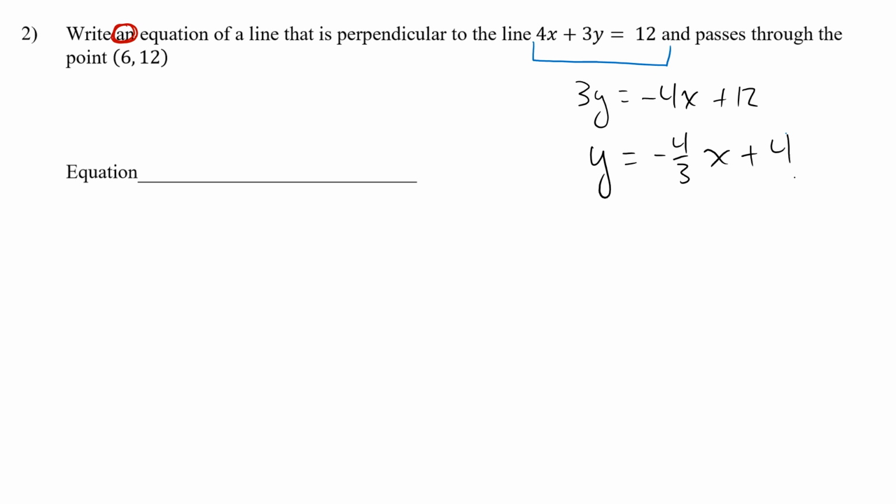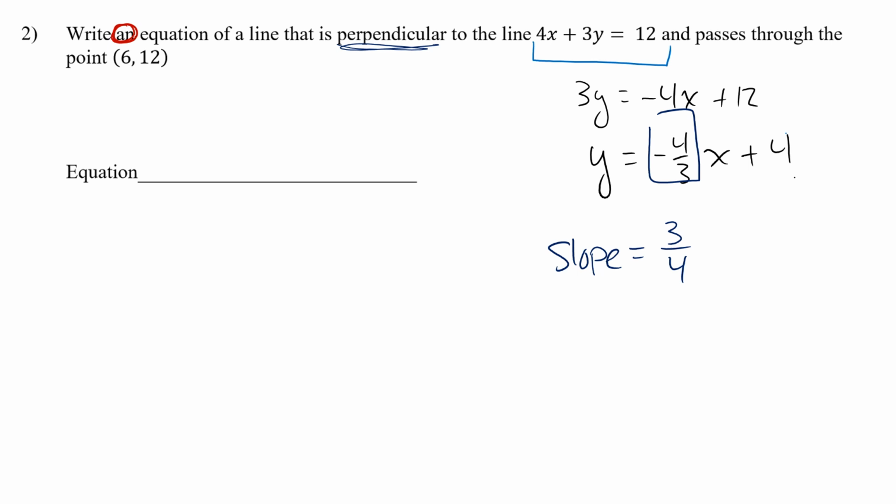So I've got a slope that is negative 4/3. And if I'm trying to write the equation of the line that's perpendicular to this line, I'm going to have to use a slope that is equal to positive 3/4. So 3/4 is the slope that I'm looking for.